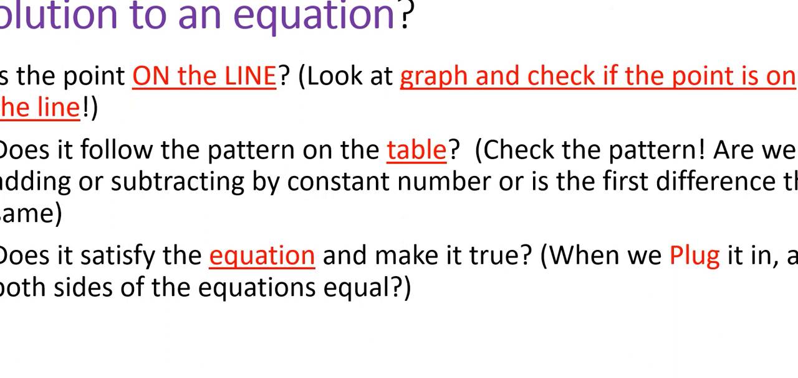Does it follow a pattern on the table? Check the pattern. Are we adding or subtracting by a constant number? Find the first difference, same as with an arithmetic or geometric sequence. Is the first difference a constant number? Does that point fall where we are adding or subtracting by a constant number? Is that set of points in the table? Does it satisfy the equation and make it true when we substitute in the equation? If both sides are equal, then it's a solution. If not, then it's not.